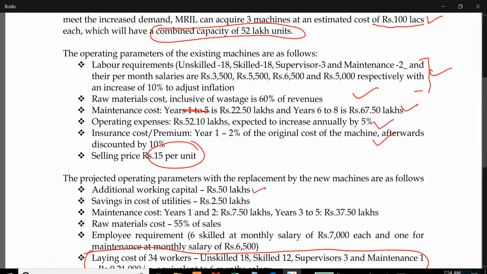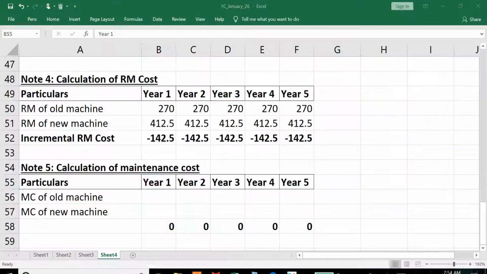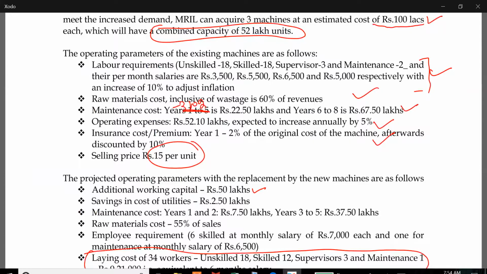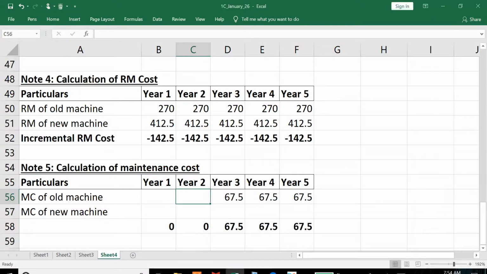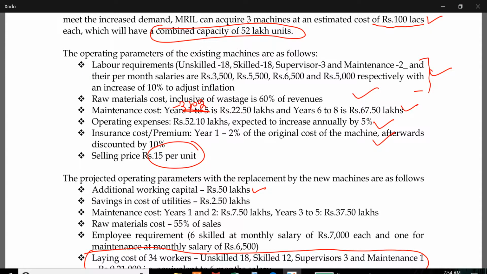This is not 1 to 5 for me. This is minus 3 to 2. What is minus 3? 3 years are already gone by. Minus 3, minus 2, minus 1, 1 and 2. So technically the 8th year is like the 5th year for me, because 3 years have already gone by. 7th year is like 4th, 6th is like 3rd, and then 1 to 5 is how much? 22.5. So basic thing is they need not have given me 1 to 5 and 6 to 8.